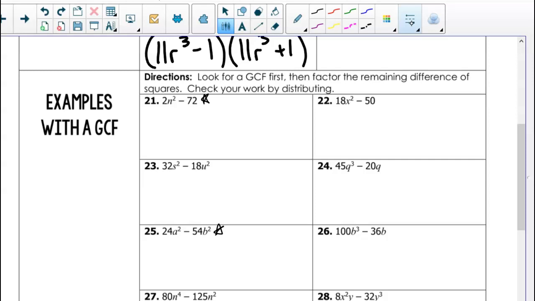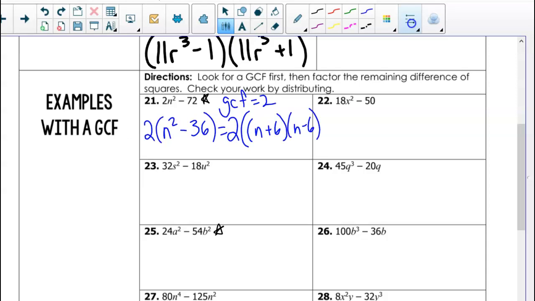So in this one, I can take out a 2. So when I take out 2, remember, I'm dividing. I'm left with n squared minus 36. N squared is a perfect square, n and n. 36 is a perfect square, 6 and 6. So that becomes 2 times n plus 6 and n minus 6. You can either do the double parentheses or just leave it as 2 times n plus 6 and n minus 6. So it's the same process, we've just added a step.